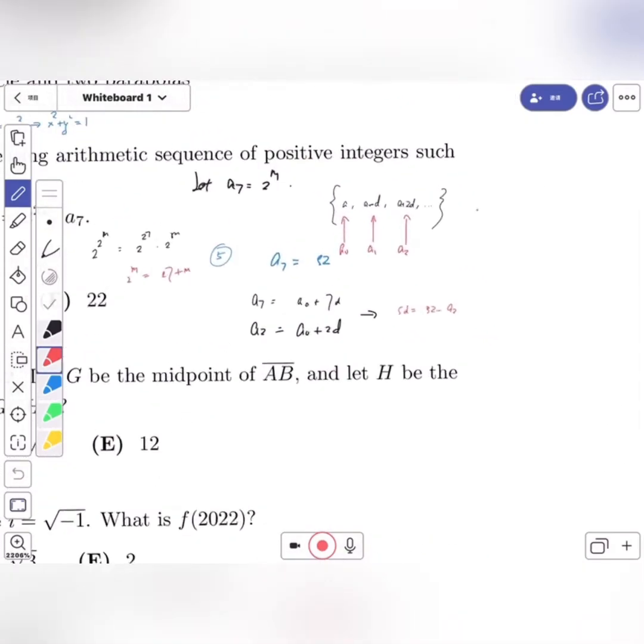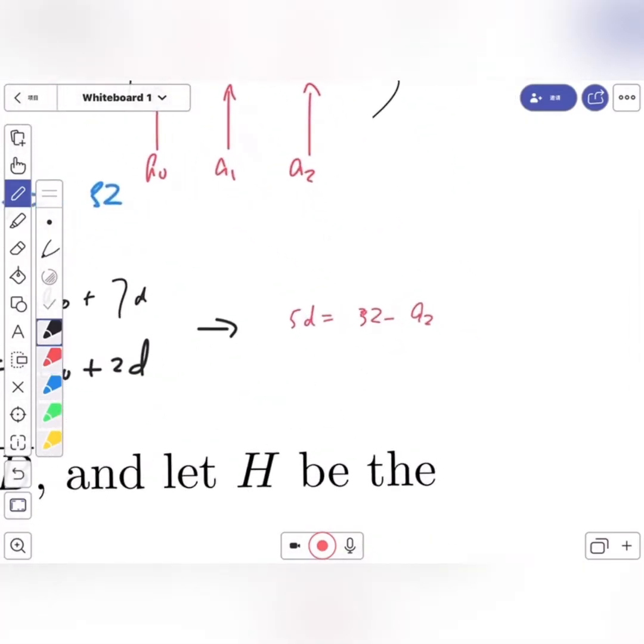So now we just simply try some values. So if a sub 2 is equal to 2, well, this one obviously does not work because 32 is a sub 0 plus 7d, and 5d is 32 minus a sub 2, so d is equal to 6. However, 2 minus 6 is already less than 0, so it's not working. Now what about a sub 2 is equal to 7? Then we know that d is actually equal to 5, but 7 minus 2 times 5 is still less than 0, so it's not working.